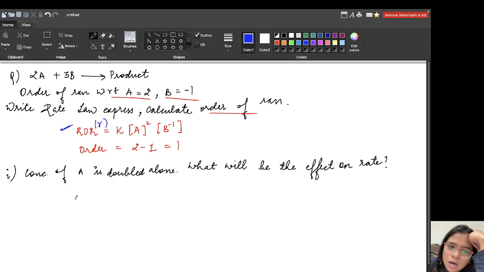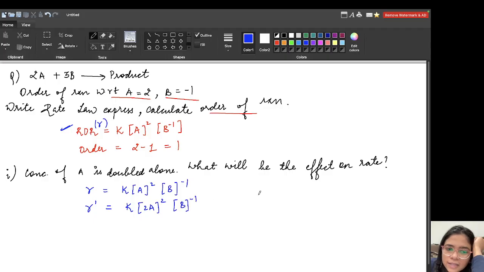Let us consider this as R. So my R is K, A raised to the power 2 and B raised to the power minus 1. Now they are telling us the concentration of A is doubled, so my new rate, R dash, will be K, 2A raised to the power 2, B raised to the power minus 1, right? Why? Because they are telling us the concentration is doubled. This is my first equation, this is my second equation. We need to compare them, so just divide R dash by R.